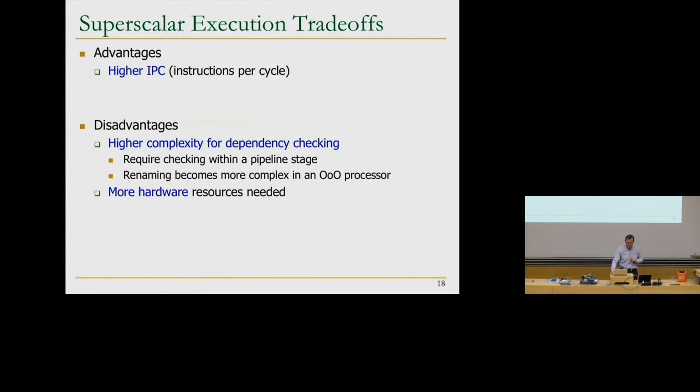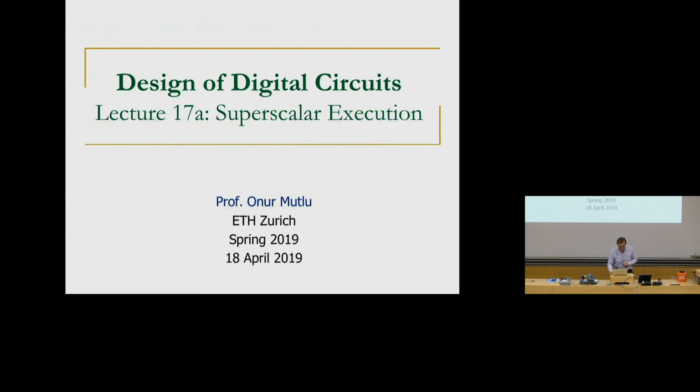So essentially, you need more hardware resources for dependency checking. You need more hardware resources for execution, these additional pipelines, and maybe even instruction memory if your instructions have a lot of branches. Okay, so that's all I have on superscalar execution. Now you know the concept and the advantages and disadvantages, so we can switch to the next part of the lecture.